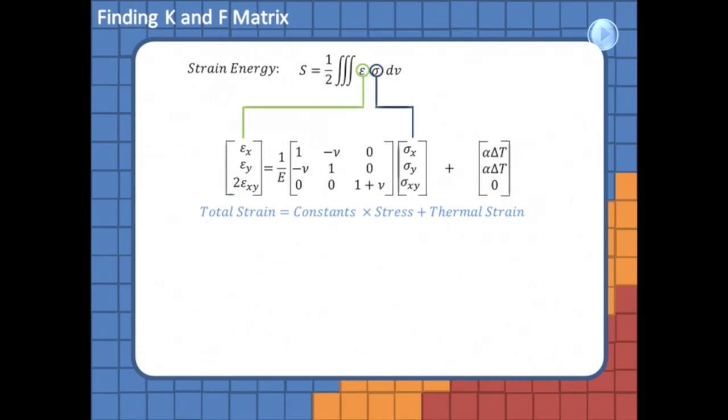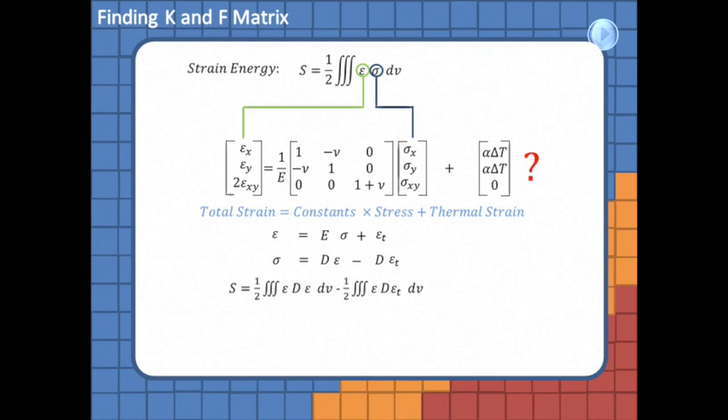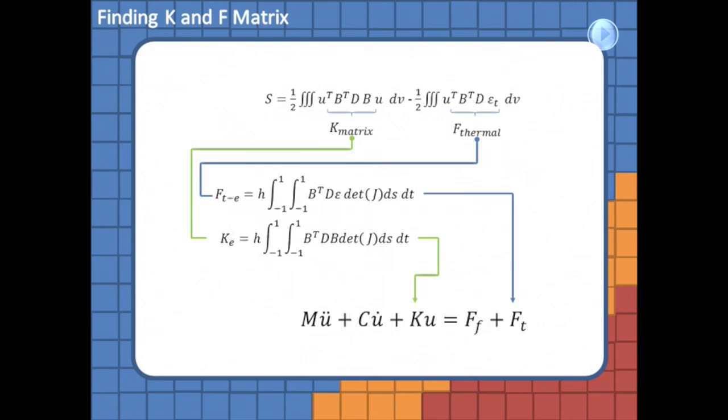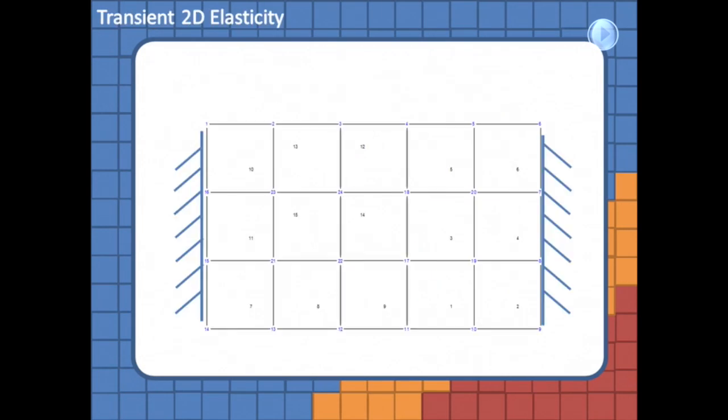So this is strain energy. As before, we've got total strain equals constants times stress plus thermal strain. But what do we do with the thermal strain term? We move our constants around, plug in, and this is now strain energy. The left side is going to give us our K matrix. The right is going to give us a thermal force term. So using strain energy and Gaussian integration, our final equation takes this form.